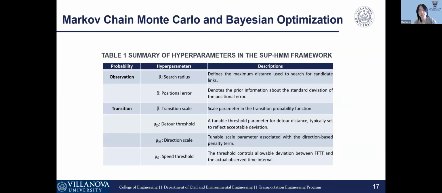Here we list the 6 hyperparameters we selected based on the characteristics of both map matching and the LBS data. This includes the parameters related to observation error, search radius, transition scale, as well as the thresholds for detour, direction consistency, and speed. All of these play a very important role in shaping the final map matching results.